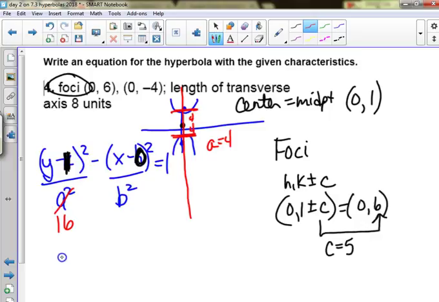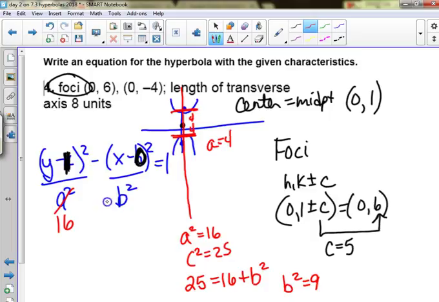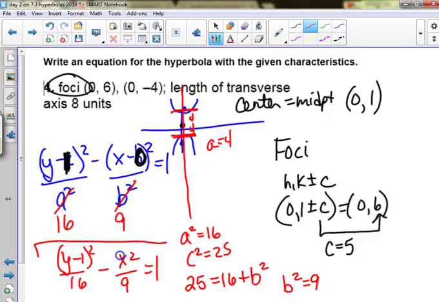I did not put one that says transverse or conjugate axis on the quiz, okay? All right, if A squared is 16 and C squared is 25, then what? C squared equals A squared plus B squared. B squared is 9. So we wound up with y minus 1 quantity squared over 16 minus x squared over 9 equals 1. We're rocking this.